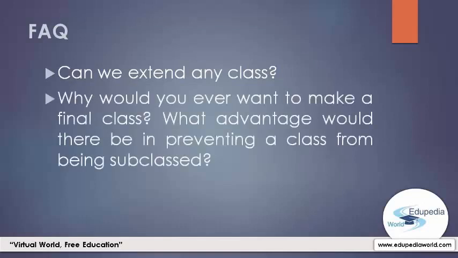Now this keyword final. Why would you ever want to make a final class? What are the advantages in preventing a class from being subclassed? Well, if you need security, knowing that the methods will always work the way that you wrote them, a final class will give that to you. Imagine the havoc if somebody came along and changed the way your class should behave. So by using the final keyword, we can avoid this kind of situation.